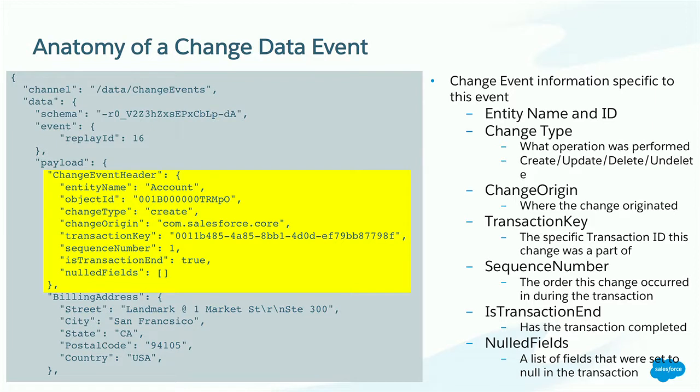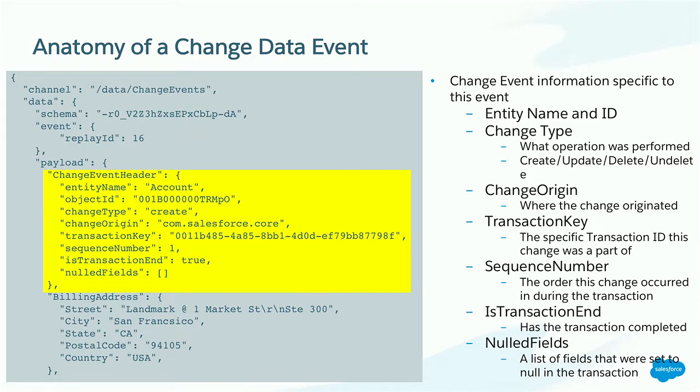Next, we have the change event header. And this is a collection of a lot of information that you can begin to build logic against. Things that will tell you what was happening, what records was it happening against, who made the change, things like that. So if we go through this, we'll see that this change was on the account entity, and it was for that specific object ID. We see the change type is create, so we know it was a new creation of an account. The change origin was Salesforce.core, so this is something that came from the Salesforce application.